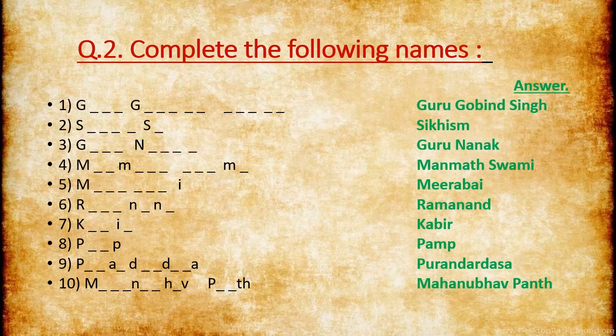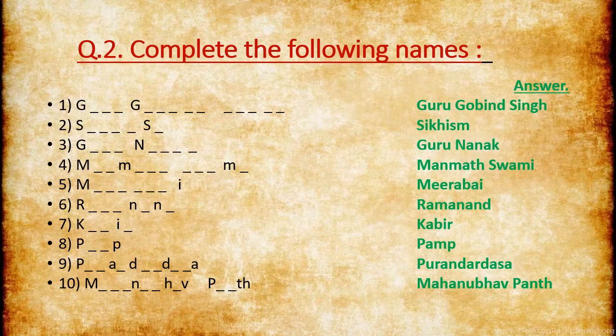Moving on to the third one, G dash dash dash. Now what is that word there? Guru, G-U-R-U. And N dash dash dash dash. So Guru Nanak, N-A-N-A-K. So that is the word. Coming to the fourth one, M dash dash N dash dash dash. And what is the word? That is Manmat, M-A-N-M-A-T-H. And what is the next word there? Dash dash dash M I. So it is Swami. Manmat Swami, S-W-A-M-I. Hope you are writing it.